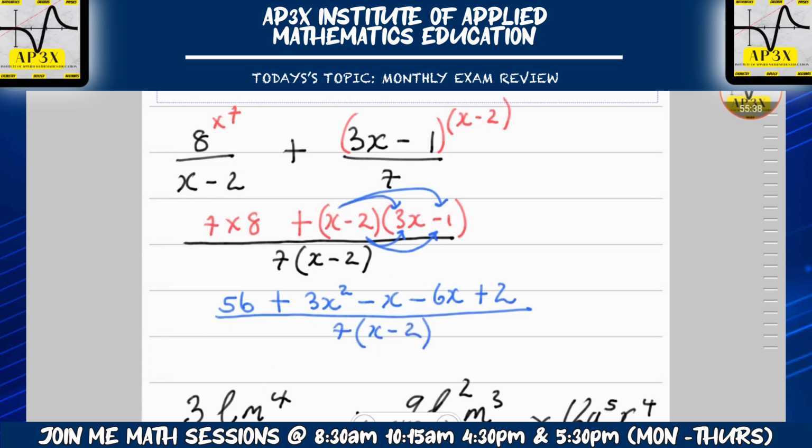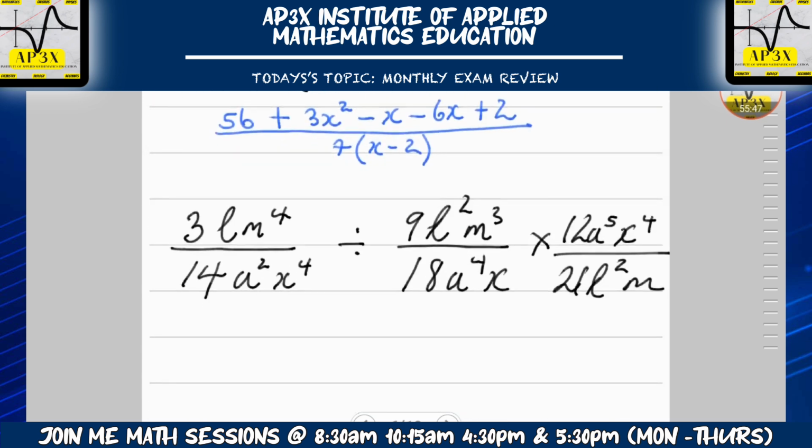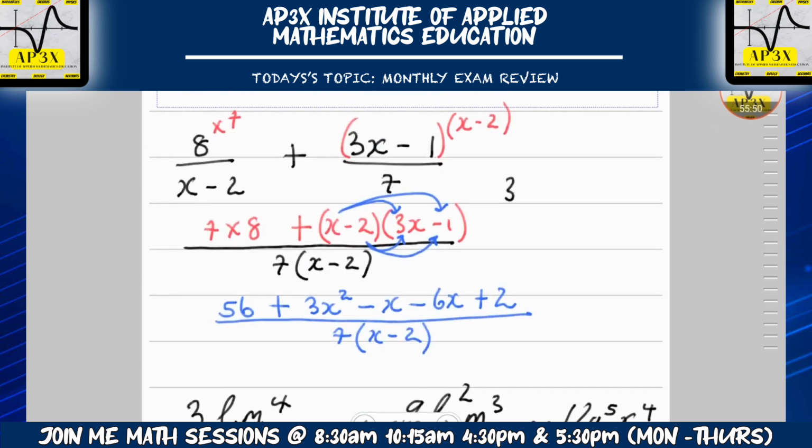Now it's once again time for us to group like terms. So we know that there's no other squares to be grouped with the 3x squared, so that comes back down here as being 3x squared. Then we have the x terms, so that's minus x minus 6x. For an advanced student, you could go ahead and write down already minus 7. And again, 2 and 56, they are both numerical values, so that's 56 plus 2. And that is then all over 7 open bracket x minus 2.